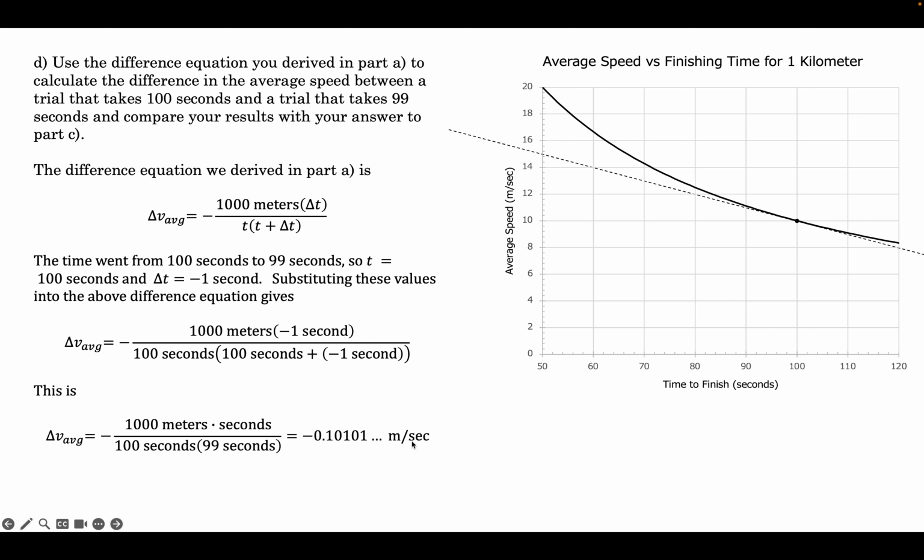And we get what we expected, exactly the same as when we subtracted the two normal equations: 0.10101. Same result we got in part C. Now we're going to tackle part E.